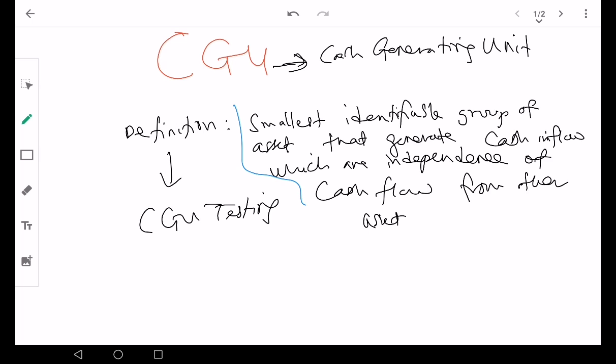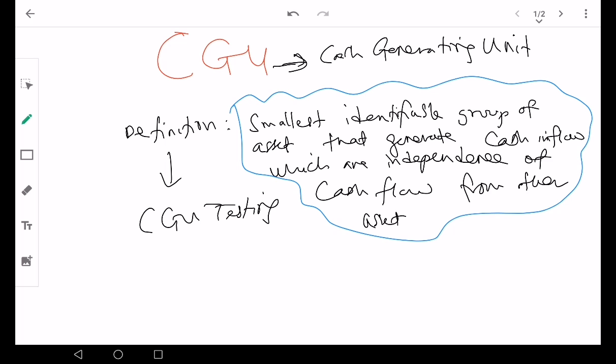So what I want to say here, class, smallest identifiable group of assets. That means when you want to calculate the impairment loss, you cannot find it for every individual asset in that particular group, because this is considered as one. I give an example to you. When you impact that particular smallest group of assets, you will impact the whole group. You will not impact individual assets. Good, class. You got the idea already.